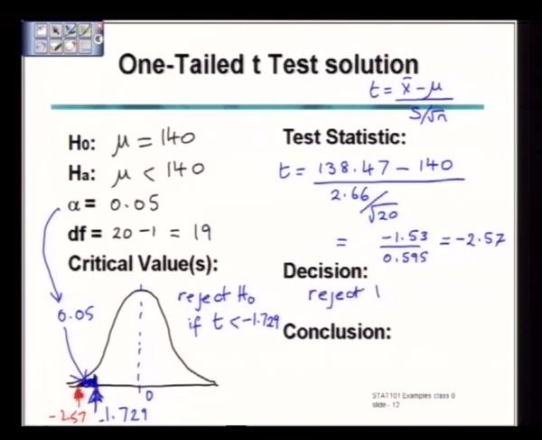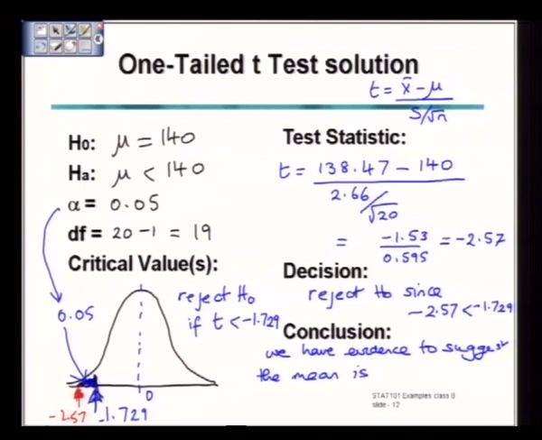Our decision would be reject H naught, since that value is smaller than the critical value. So reject the null hypothesis. Our evidence is that minus 2.57 is less than minus 1.729. And this time, the conclusion is that we have evidence that the claim is incorrect. This time we have evidence to suggest that the mean value is less than 140. Notice that we have evidence to accept the alternate hypothesis if we reject the null hypothesis. So again, in the context of the question, we have evidence to suggest the mean is less than 140 ampere hours, which means that the claim is incorrect.